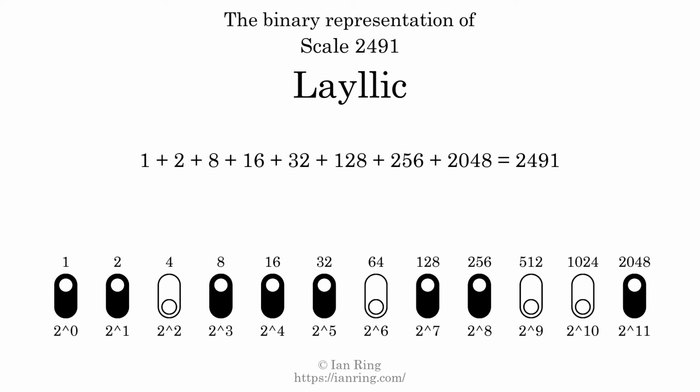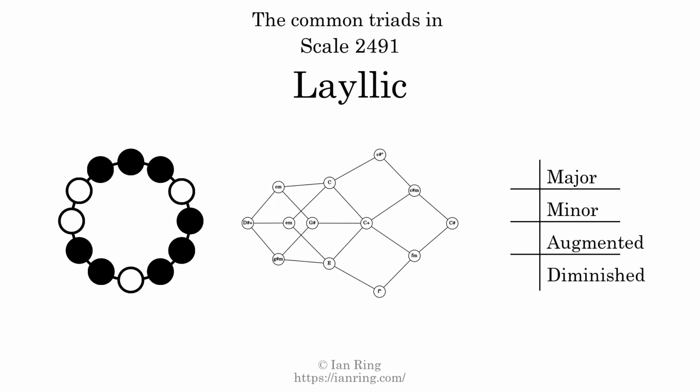2491. The scale number not only enumerates the scale with a unique index, but it also literally describes the tonal content of the scale. Represented as a binary number in base 2, the scale number is 1001101111011. Here are the common triads present in this scale.